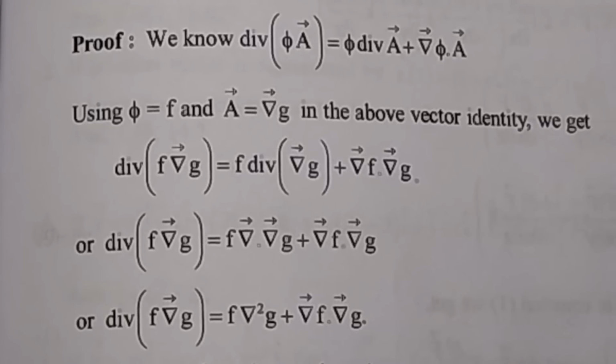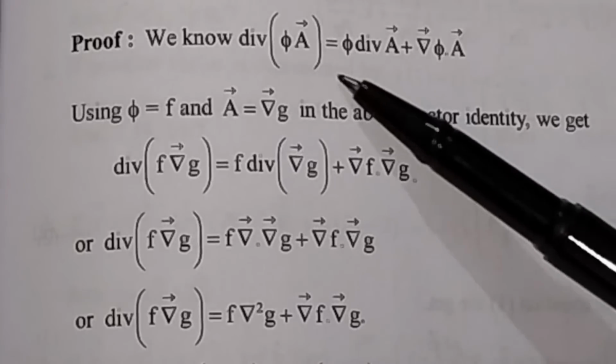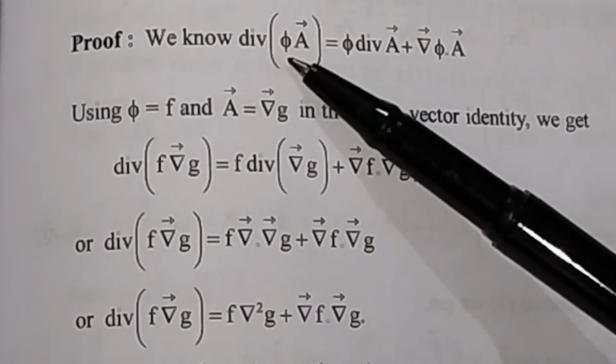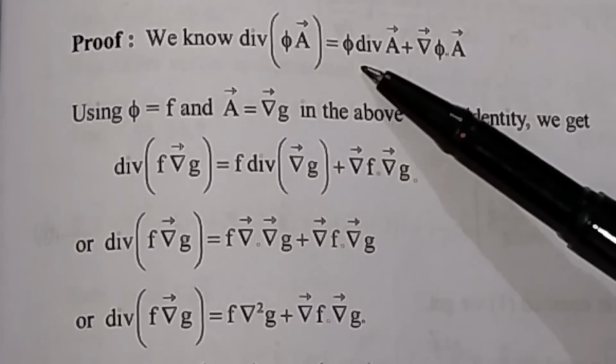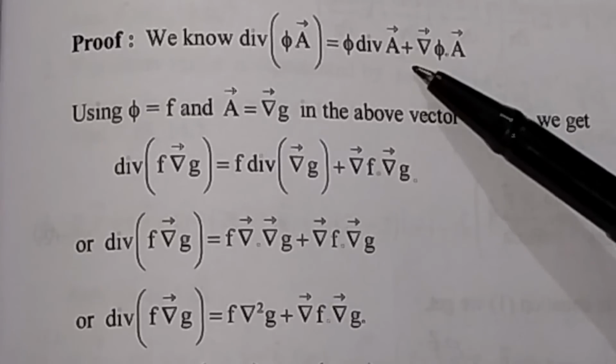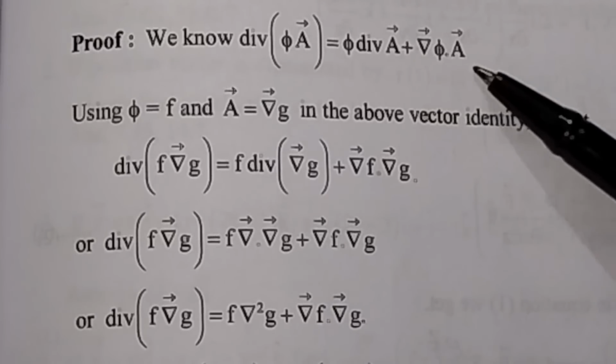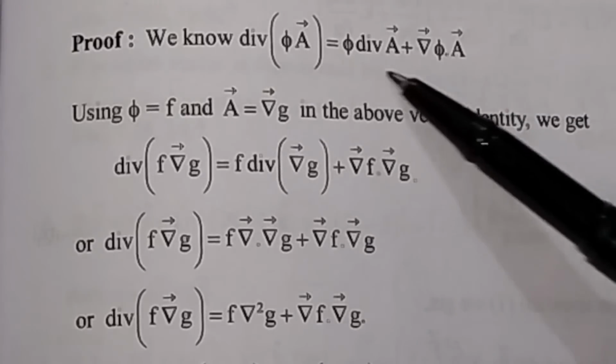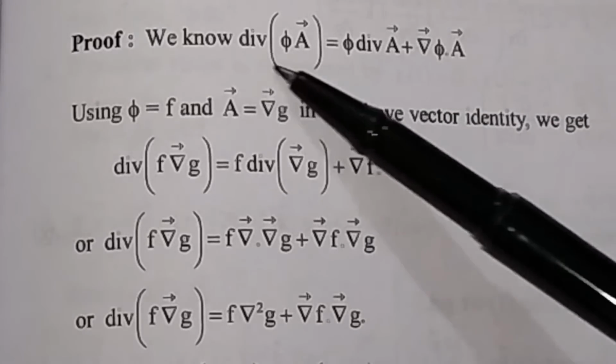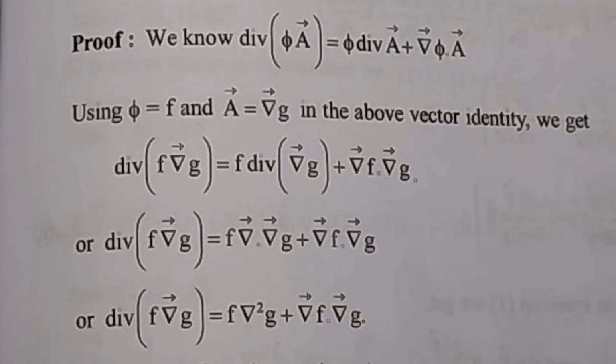In the previous video, we have proved that divergence of phi a equals phi divergence a plus grad phi dot a. This we have proved in the previous video. We have to remember this identity to prove various problems on divergence, gradient and Laplacian.